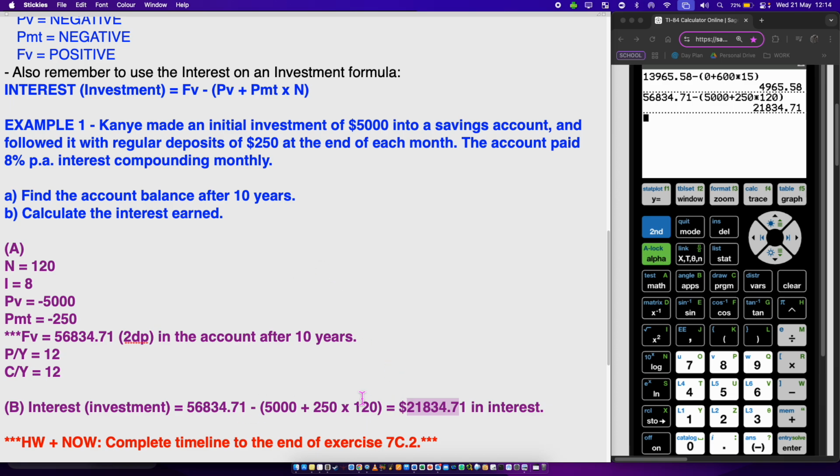So I'll stop the recording here. Can you please, for homework now, you're getting familiar with TVM Solver. Can you work to the end of 7C.2, please?